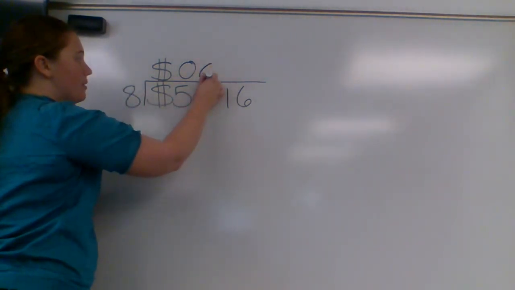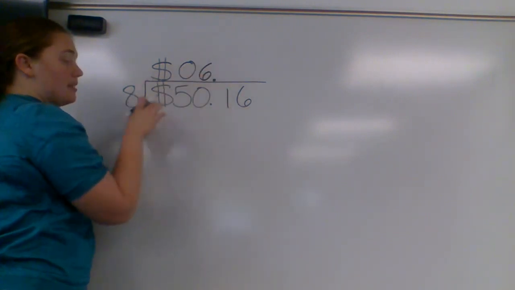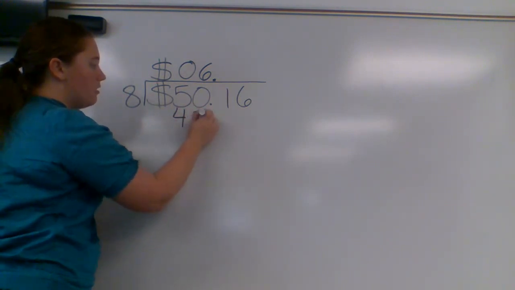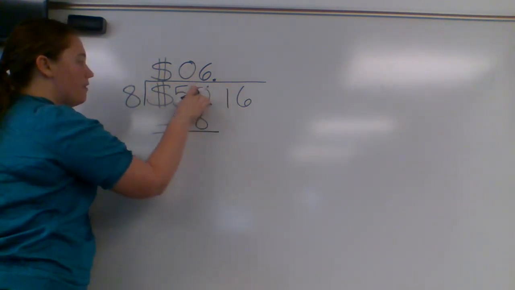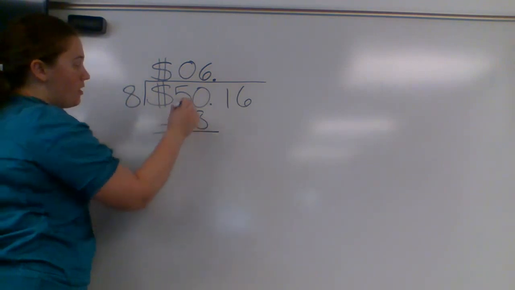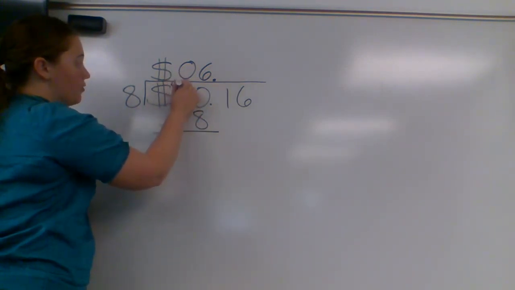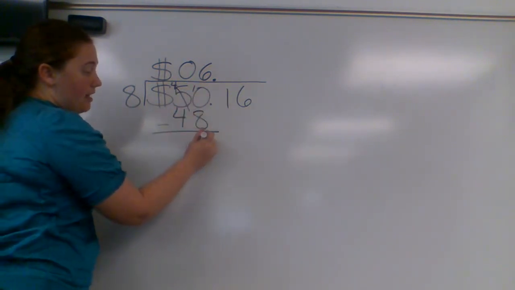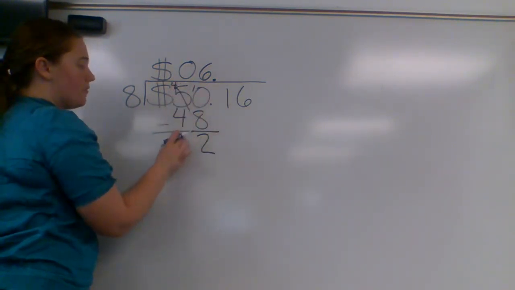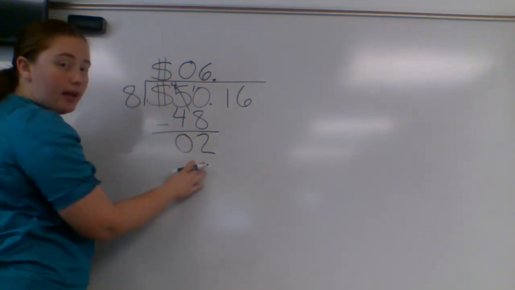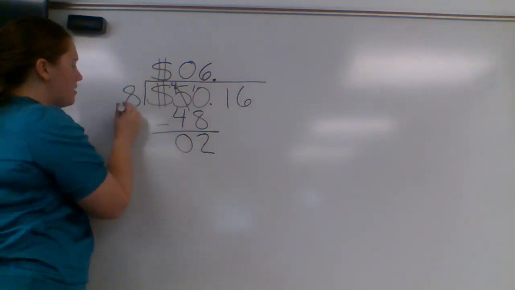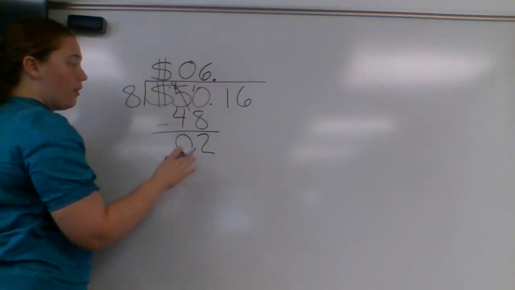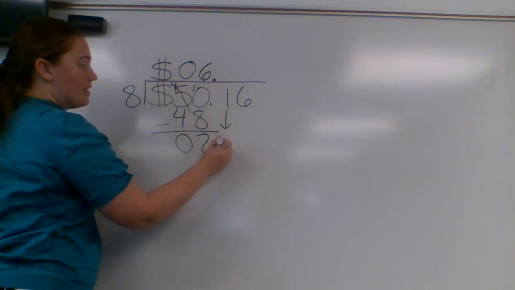So we'll write a 6 right up here. 6 times 8 is 48. Good. 0 minus 8, well, we can't do that, so let's borrow. 4 goes right here, 1 goes there, so now we have 10 minus 8, which we can do, and it's 2, and 4 minus 4 is 0. We compare, 2 is smaller than 8, so we're going to go ahead and bring down now, because it's my next step.